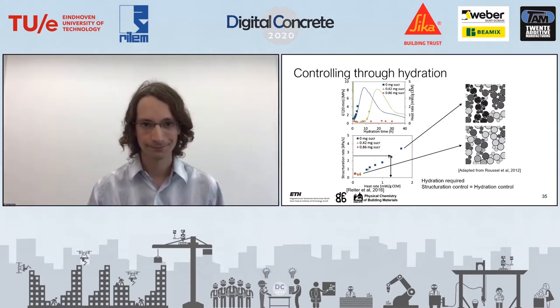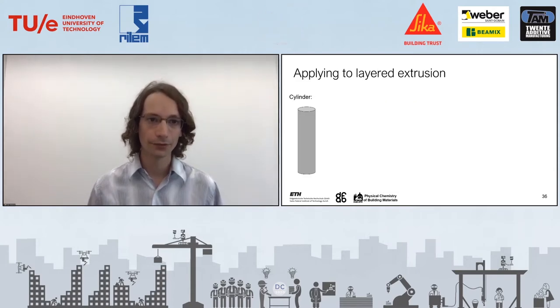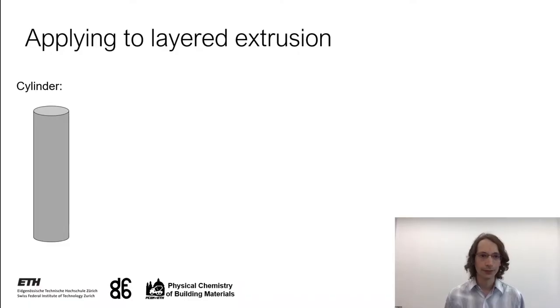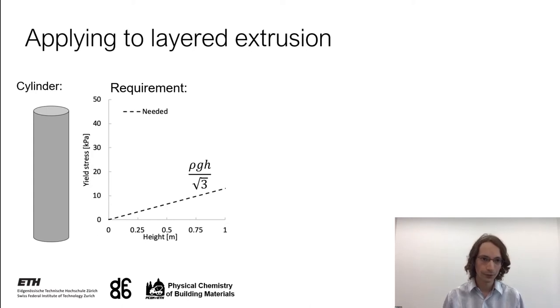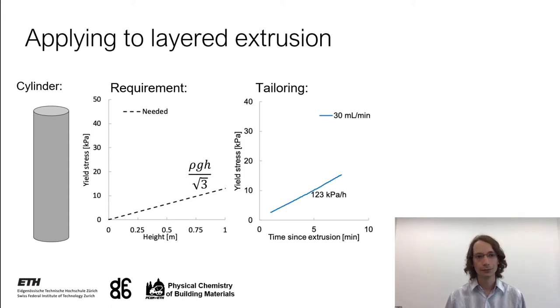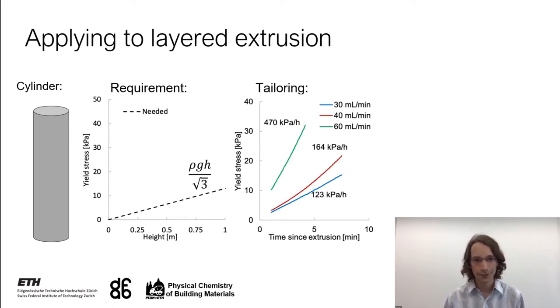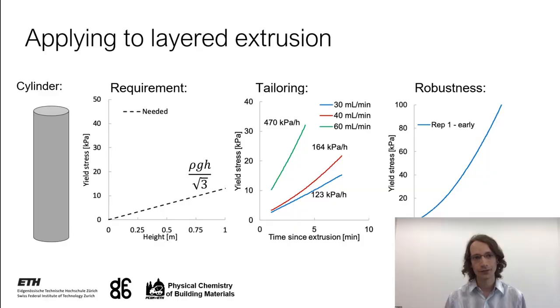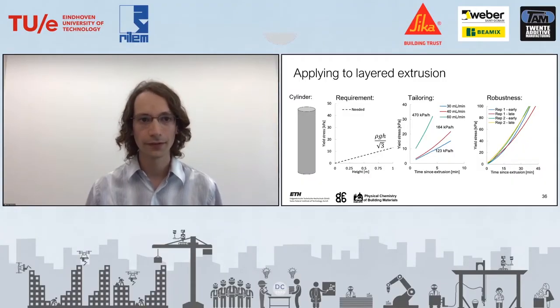Taking all of that and applying it to the layered extrusion process, we can see how this will work as a framework. So we now want to build a hollow cylinder, and we have the requirement that we need a certain yield stress evolution over time at the very minimum. Then we can tailor the strength buildup of our mortar using different quantities of accelerator. And we can verify with the penetration test that this strength buildup keeps staying the same throughout the process.